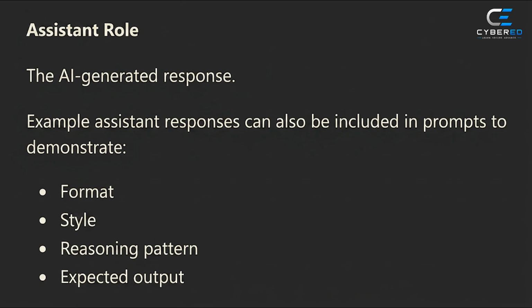The assistant role represents the AI's response. In prompt engineering, previous or example assistant responses can also be provided as demonstrations. This helps show the AI what type of output we expect. This becomes particularly important with one-shot and few-shot prompting.